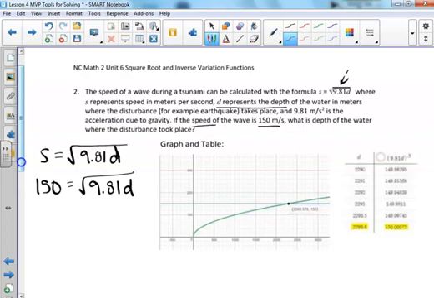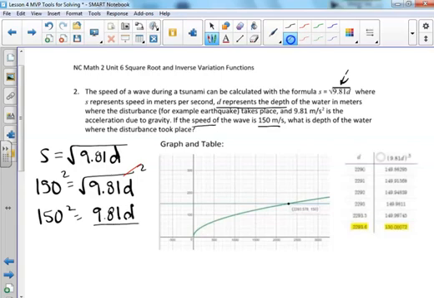Recall that to undo our square root, we will have to square both sides. Therefore, our square root and our square will cancel on the right, and 150 squared will equal 9.81 times d.